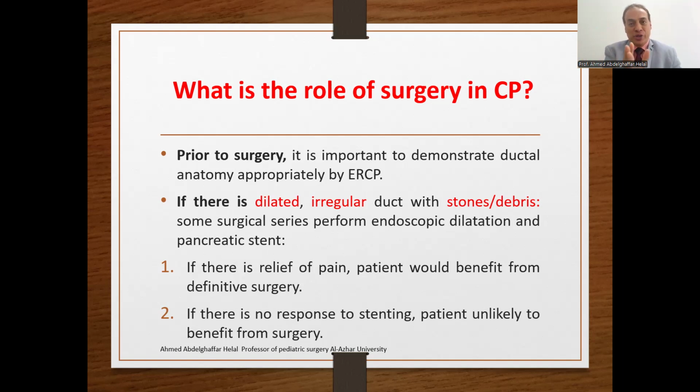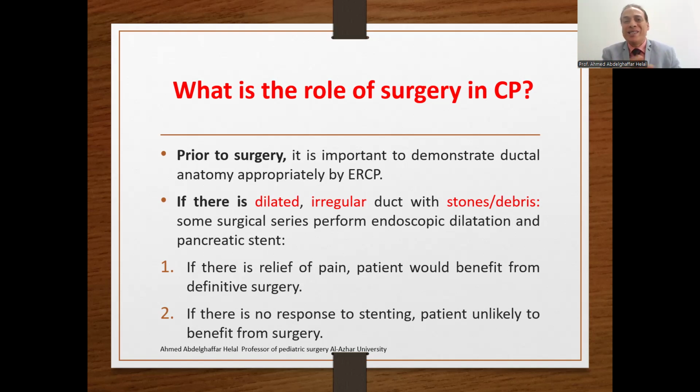Some schools of surgeons or some literature describe that you should first try endoscopic dilatation and pancreatic stent for this ductal hypertension or obstructed duct. You try to put a stent or to perform dilatation by interventional endoscopy. If there is a relief of pain, this patient would benefit from surgery. If there is no response to the stenting, this patient is unlikely to benefit from drainage surgery.